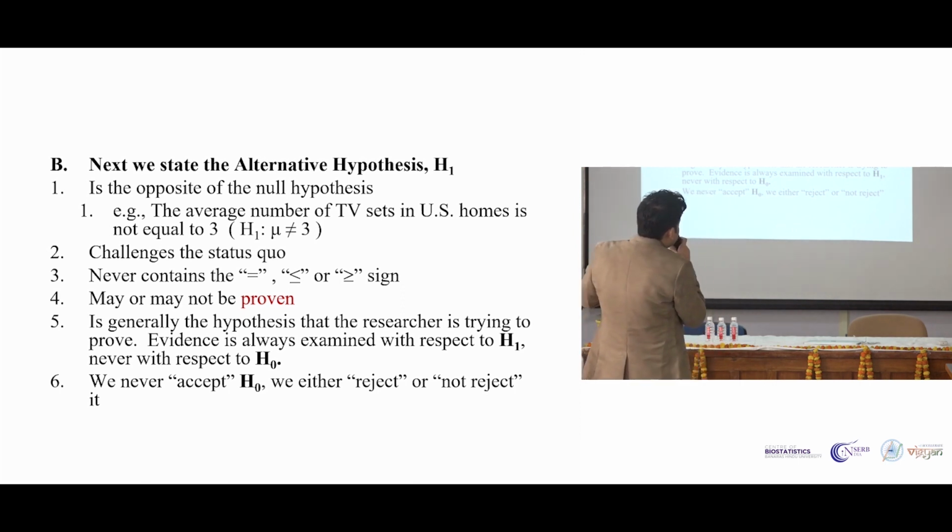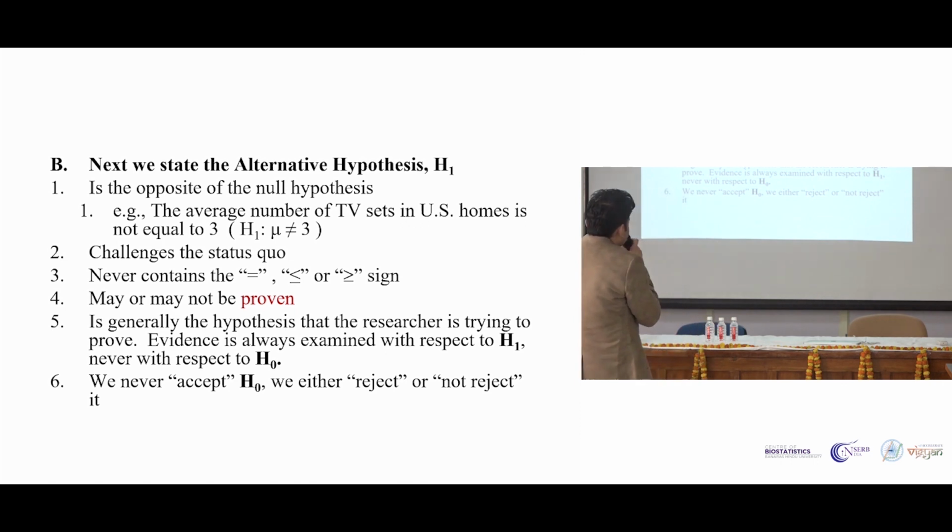Based on our knowledge of the research question, we can have a one-tail or two-tail assumption, and based on the data, it may be proven or may not be proven. Generally, the hypothesis that the researcher is trying to prove, evidence is always examined with respect to HA, never with respect to H naught.